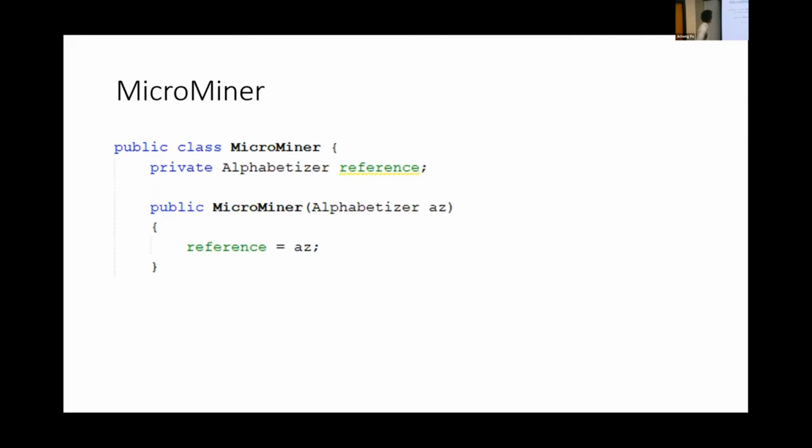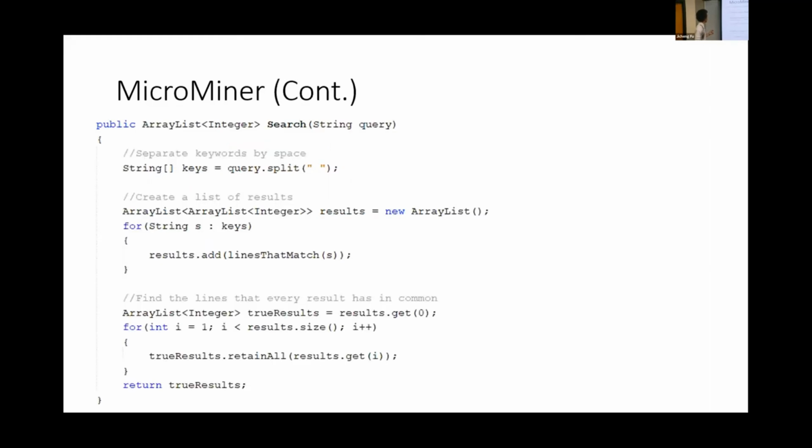Which one is this? Okay, yeah, the microminer. The only thing that a microminer really has is a reference to an alphabetizer. The main method for the alphabetizer is the search query. It'll take a string of keywords separated by spaces, and then make an array list of array lists of lines that match every single keyword. And then down here, it'll filter out every keyword for only the lines that have all of those keywords.